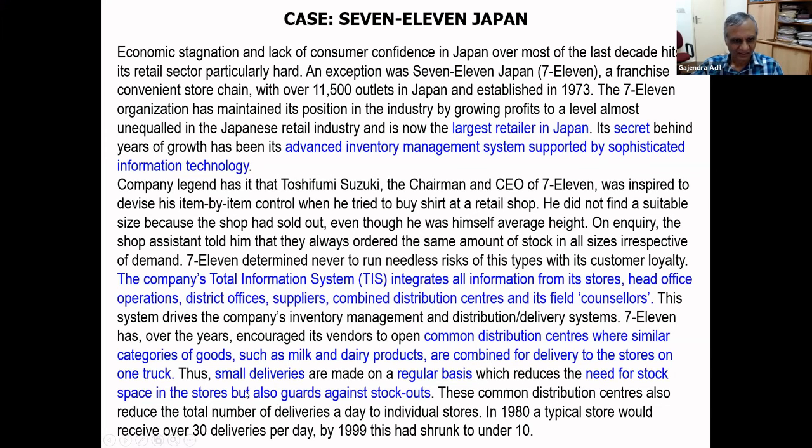Okay. And this resulted in a small delivery. At this point I want to discuss how that helps. Okay, but the initiatives you can just see here. They implemented TIS, common distribution, field counselor. So those are the kind of things. I want you to get those things to me when we discuss this.